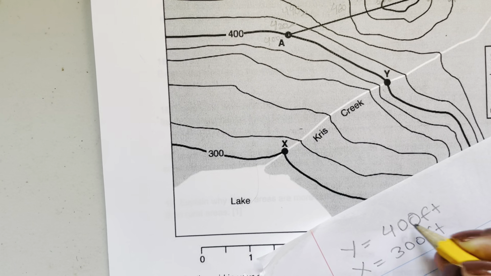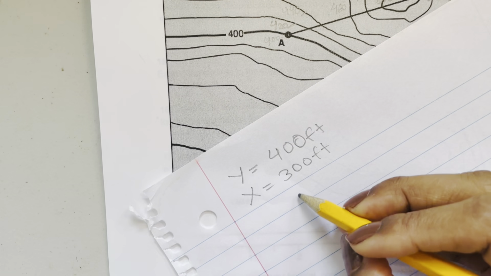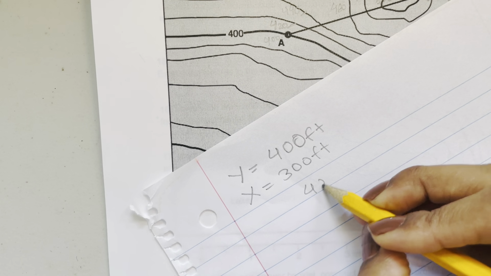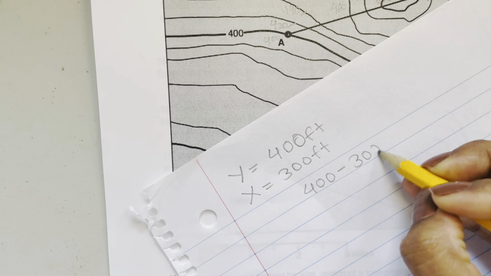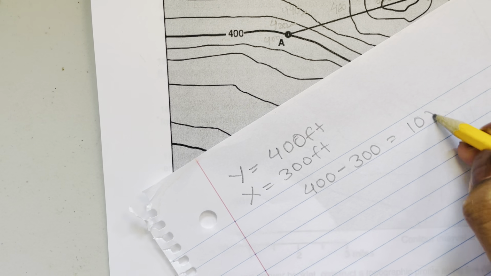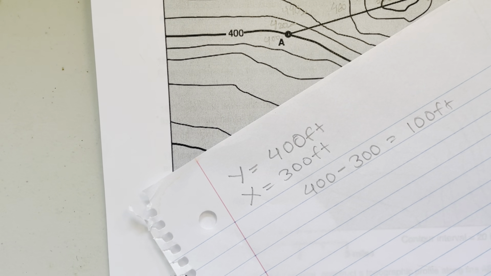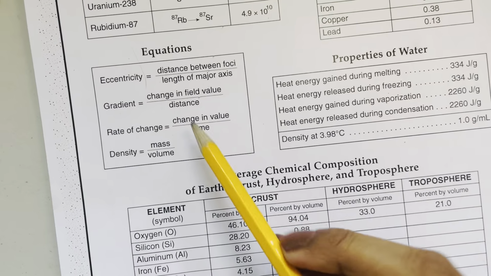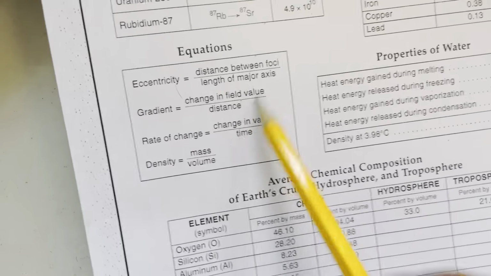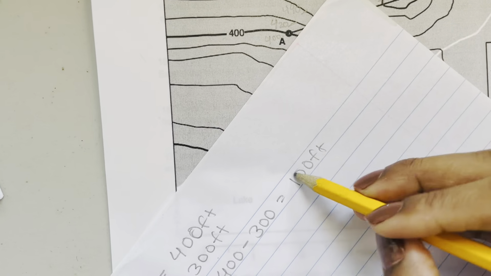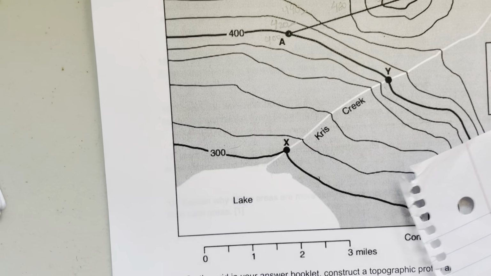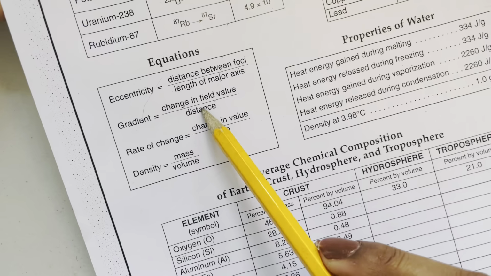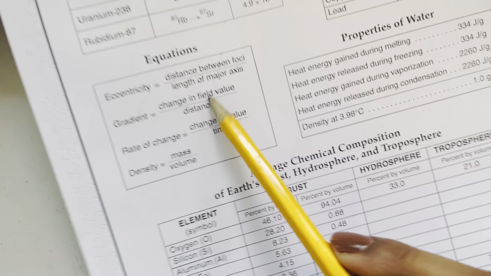So I'm just going to do a bigger elevation minus smaller elevation. So my change in field value must be 400 minus 300, which gives me 100 feet. So I already have my top, numerator part, change in field value, which should be 100 feet. Just going to circle that. Now I need to find the distance. And then I need to divide the change in field value by the distance.